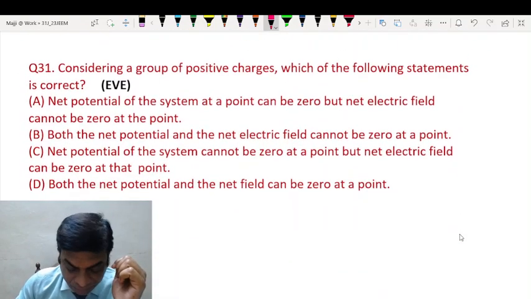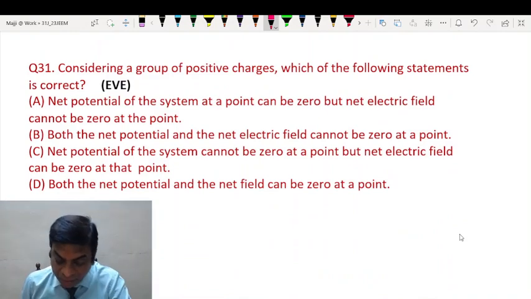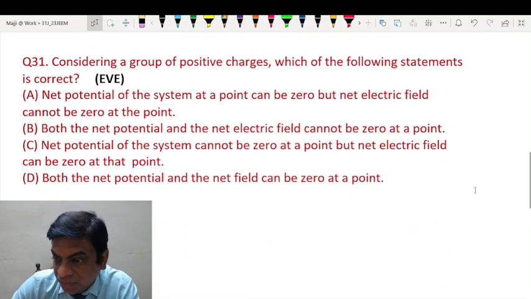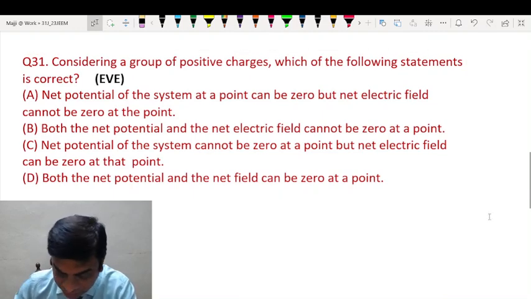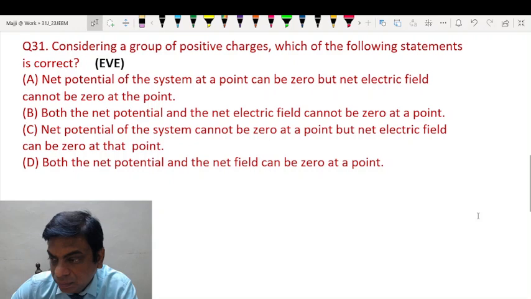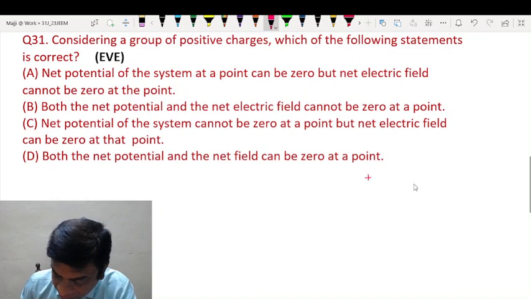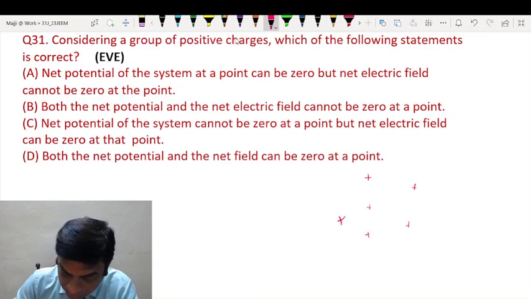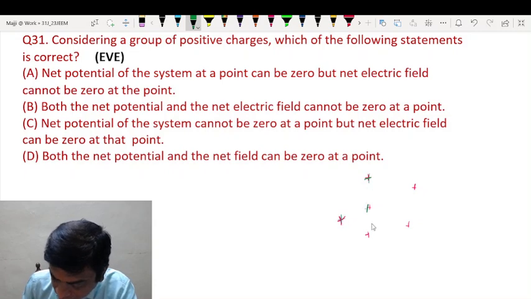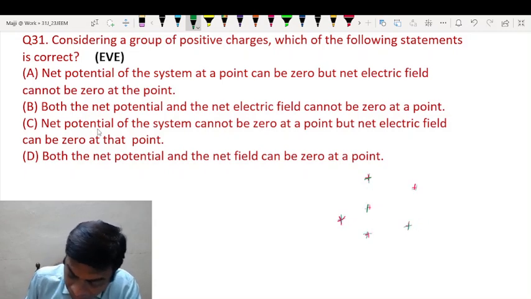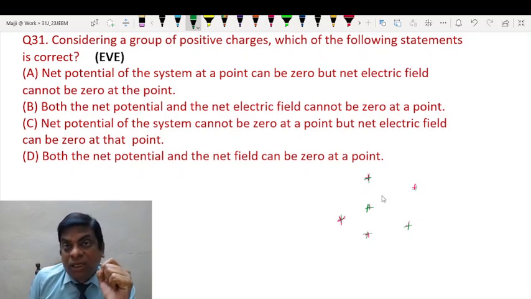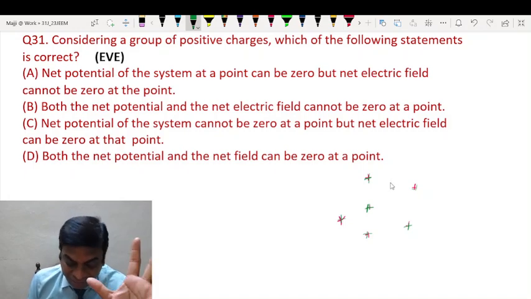Moving to the next question. Consider a group of positive charges. Which of the following statements is correct? Now, if we have a group of positive charges here, potential at any point due to each charge will be positive. So the overall effect of all the positive charges will be a positive potential. If you move to infinity, it will be zero. That's all. So potential can never be negative.